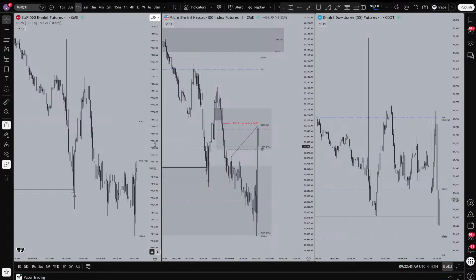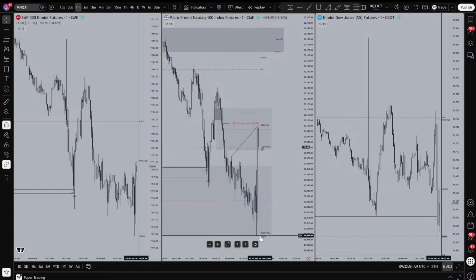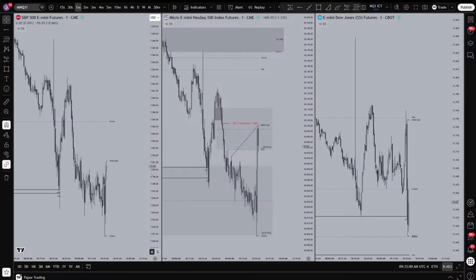I would ideally look to target the 920 draw if I take any kind of short here. 920. Oh, okay. Yeah, 29, 920. Yeah, AM lows from one of these sessions. So we can get this 1 minute gap to form, and then see if we can get a nice flip on it. Mm-hmm.